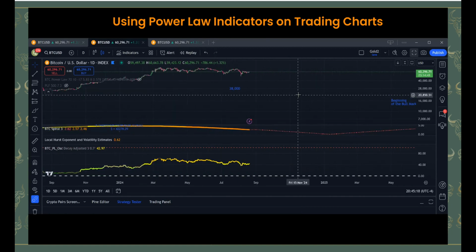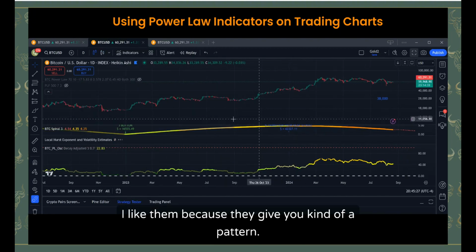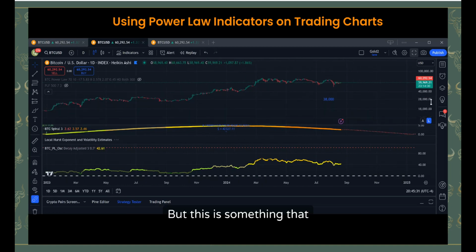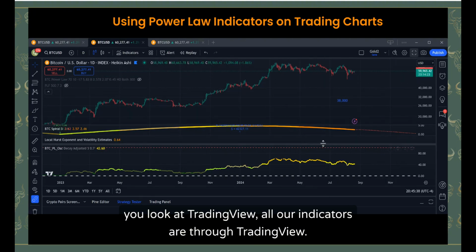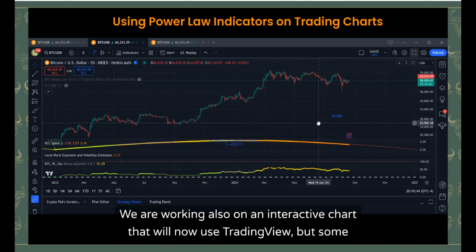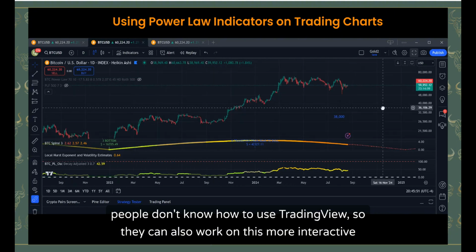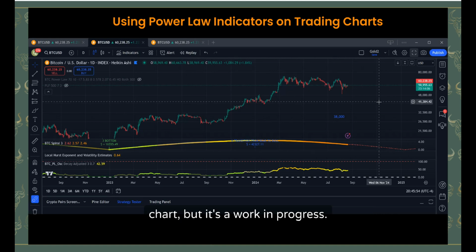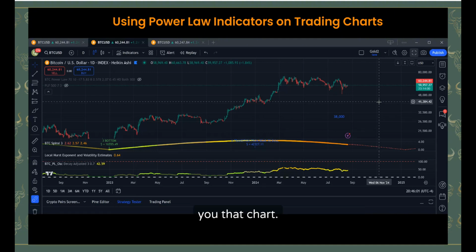With our candlesticks. I sometimes actually like to show the Heikin-Ashi candles. I like them because they give you kind of a pattern. But this is something that everybody will be familiar with, right? When you look at TradingView, all our indicators are through TradingView. We are also working on an interactive chart that will not use TradingView, because some people don't know how to use TradingView, so they can also work on this more interactive chart. But it's still a work in progress. But the moment that we have that available, maybe we can have another meeting and I can show you that chart. But right now, everything is through TradingView.